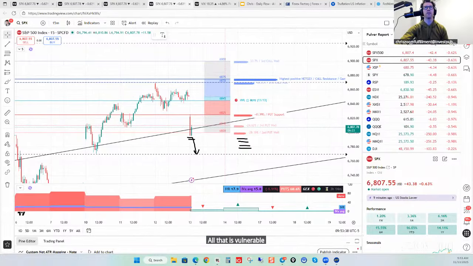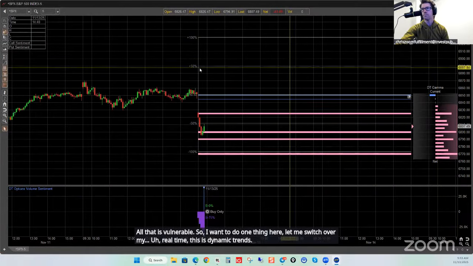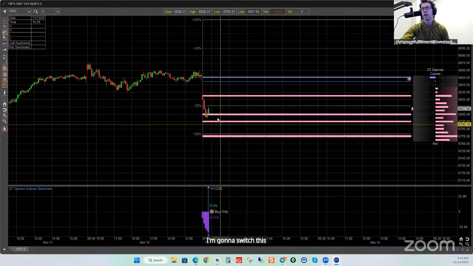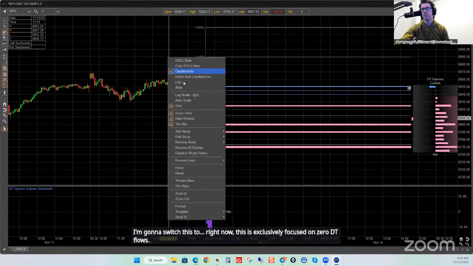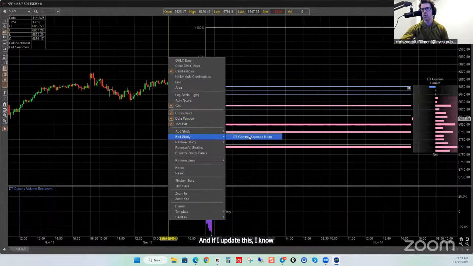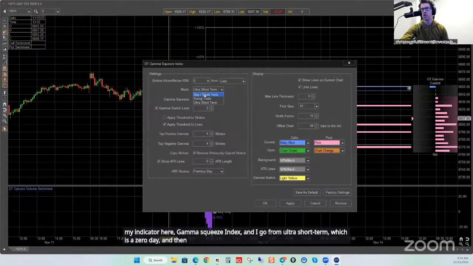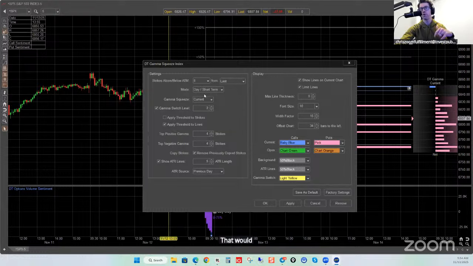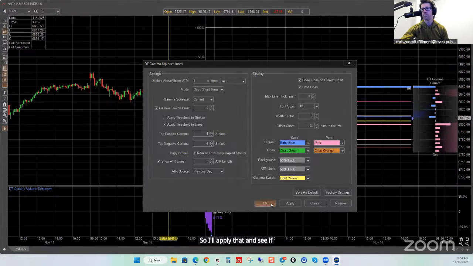So I want to do one thing here. Let me switch over my real time. This is dynamic trend. Right now this is exclusively focused on 0 DT flows. I know today's Thursday, but if I go to my indicator here, gamma squeeze index, and I go from ultra short term, which is a 0-day, and then I do a short term, that would pull in flows from today and tomorrow. So I'll apply that and see if there's anything lower.